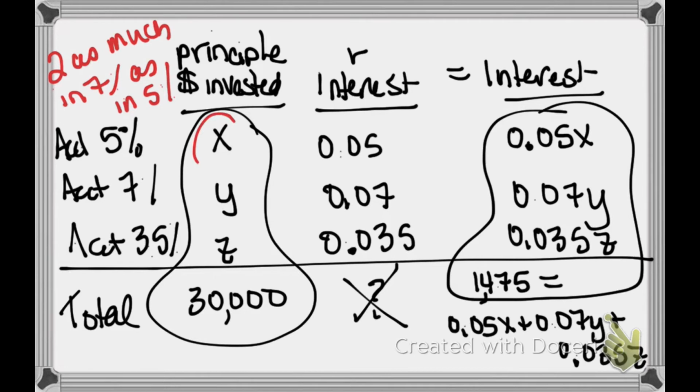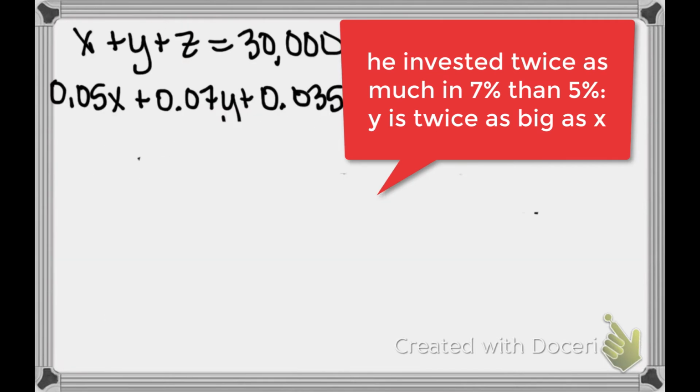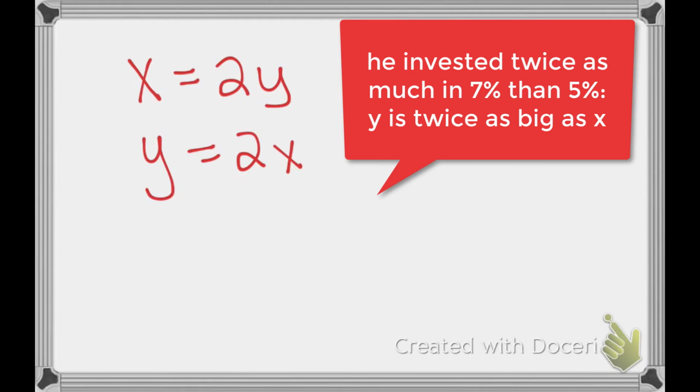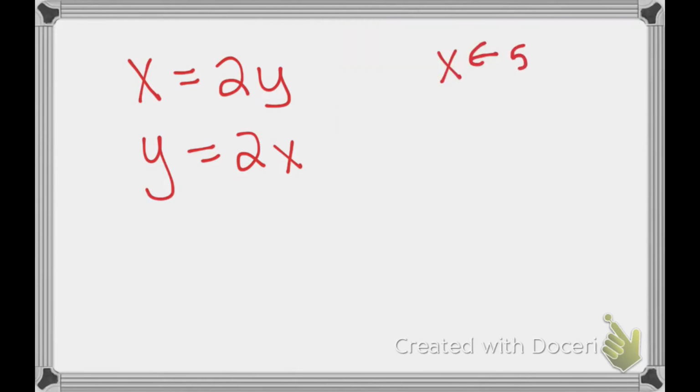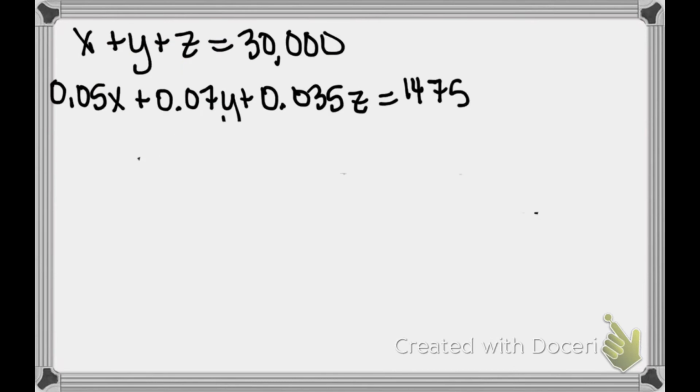Okay, so what we're dealing with is how much he invested in 5% and how much he invested in 7%. And let me just think about this for a moment to think about which one I want. Do I want x equals 2y or y equals 2x? So let us remind ourselves that x corresponds to the 5% and y corresponds to the 7%, how much he invested in the 7%. All right, now what we want to say is he invested twice as much, 2 times as much in the 7% as in the 5%.